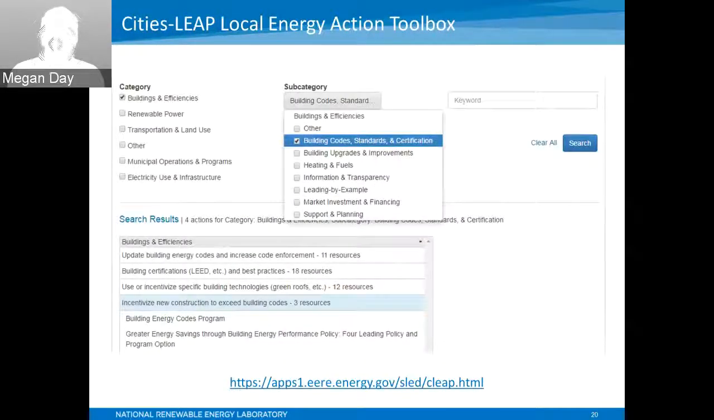So in order to help cities take action and be more strategic, we've also compiled a local energy action toolbox. You can find this at the beginning. If you're on the website, you just hit start over and it'll take you to that entry page. And below where you enter in a city name, you can see the toolbox. And you can enter into here where we've cataloged over 500 different resources for local energy action, basically at the city level. And you can search by buildings and efficiency or renewable power and find case studies and research and tools that will inform more strategic energy decision making at the local level.